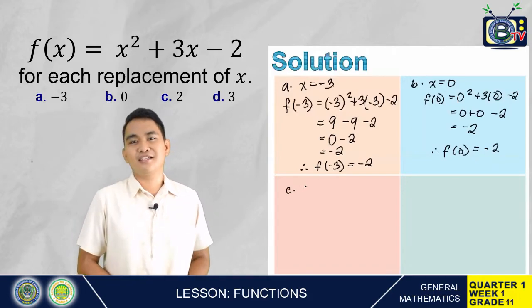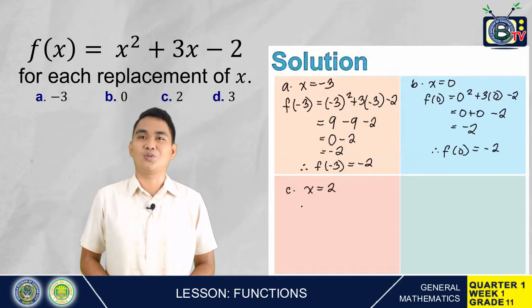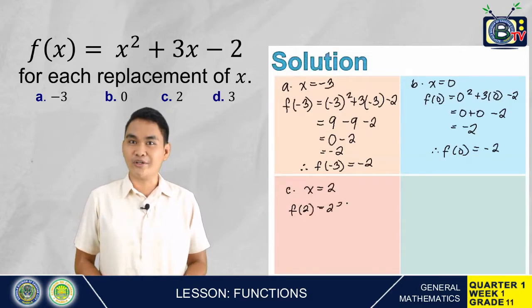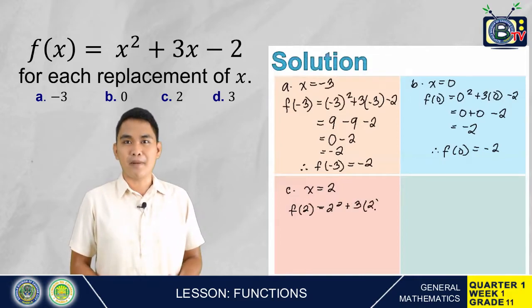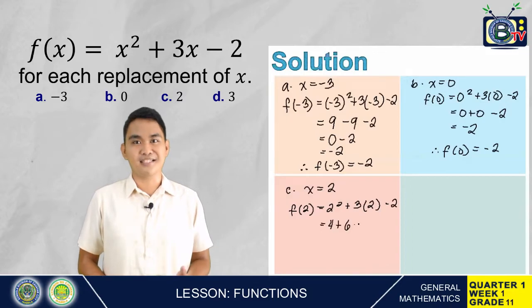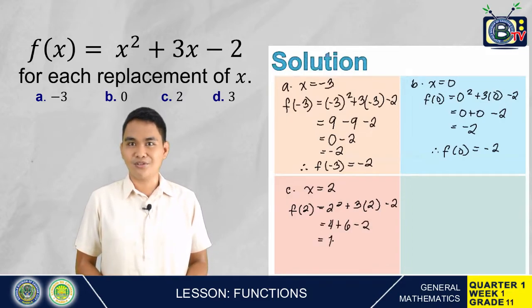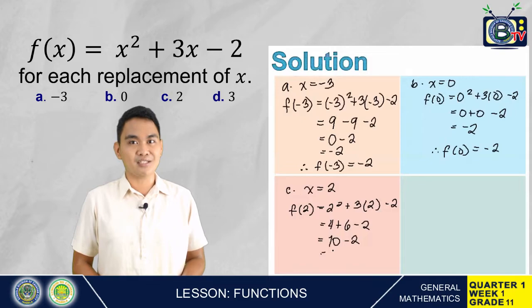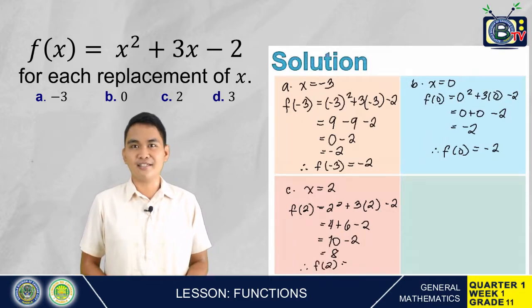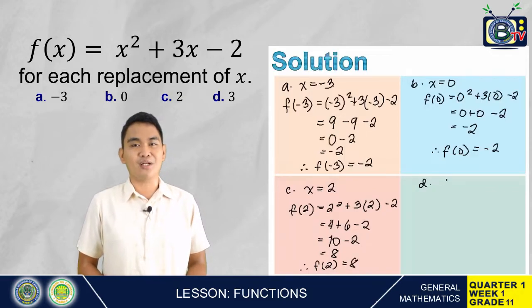For letter C, suppose x is equal to 2. This means that f of 2 is equal to 2 squared plus 3 times 2 minus 2. Simplifying further, we have 4 plus 6 minus 2, which is now equal to 10 minus 2. The final answer is equal to 8. Therefore, for letter C, if x is equal to 2, then the function is equal to 8.